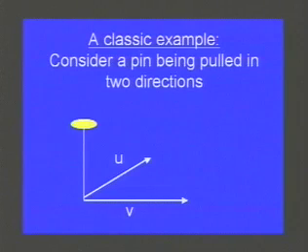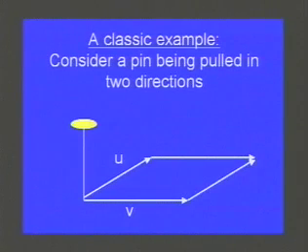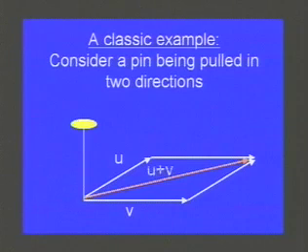Well, the place it's going to go is the resultant. You'd pick up the u, put it at the end of v, pick up the v, put it at the end of u, and you form yourself a parallelogram. The diagonal of that parallelogram, the orange line there, is u plus v. So that is going to be what the pin actually feels. That's the resultant force, the diagonal of the parallelogram you form.